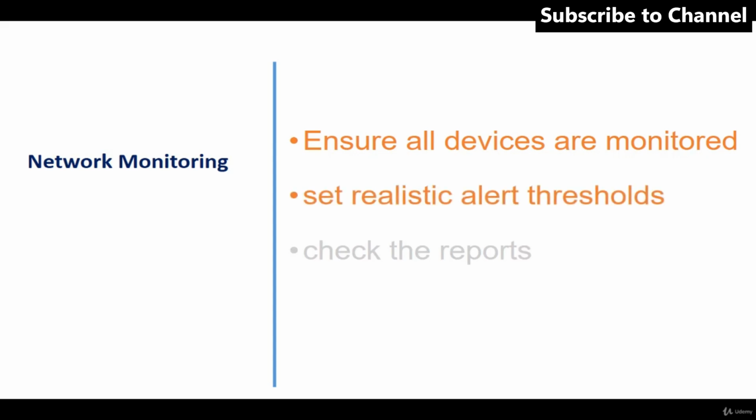The second is to set realistic alert thresholds. When you first set up a network monitoring system, you're going to get flooded with alerts and potentially with emails about every little thing that happens on your network.